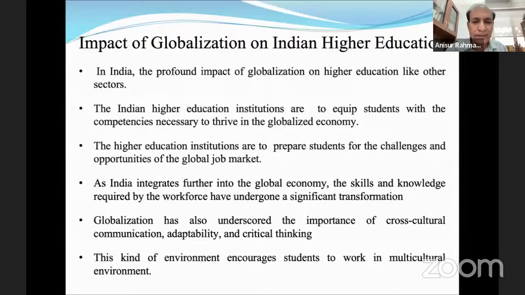As India further integrates into the global economy, the skills and knowledge required by the workforce have undergone a significant change. Globalization has also underscored the importance of cross-cultural communication, adaptability, and critical thinking. Again, this is very important and must be taken into account.